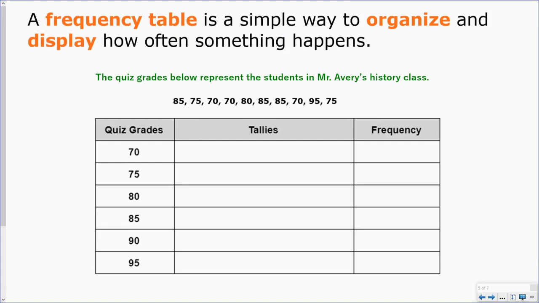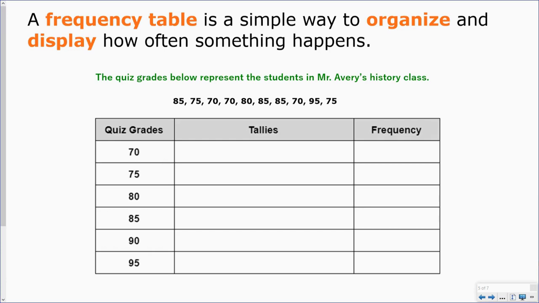So here we have the quiz grades below, which represent the students in Mr. Avery's history class: 85, 75, 70, 70, 80, 85, 85, 70, 95, and 75. So we need to organize this to create our dot plot. So we're going to use this frequency table here.